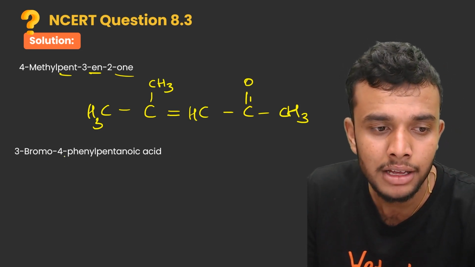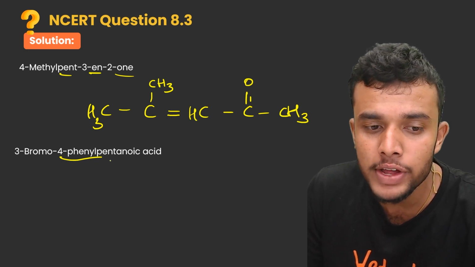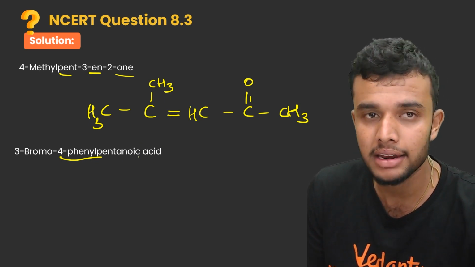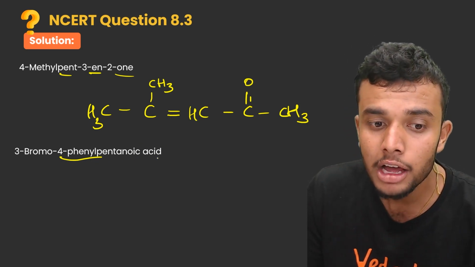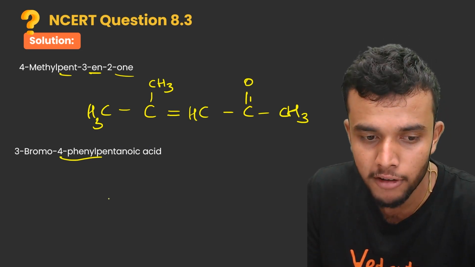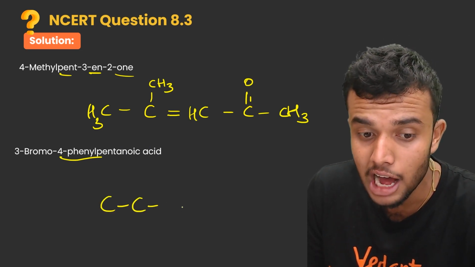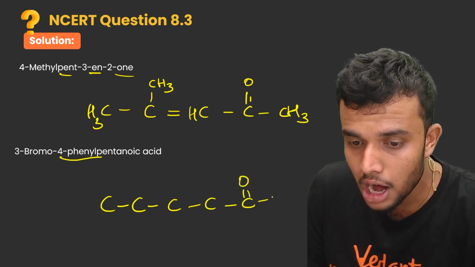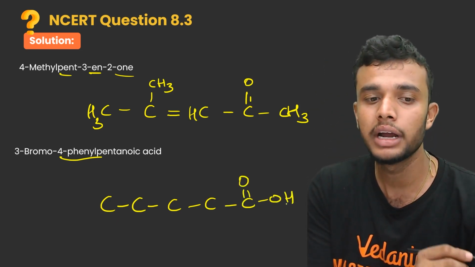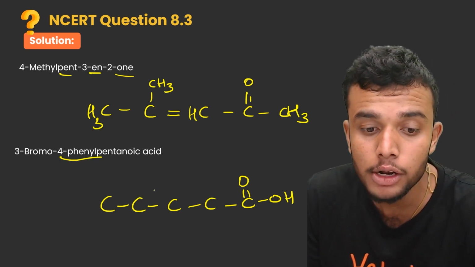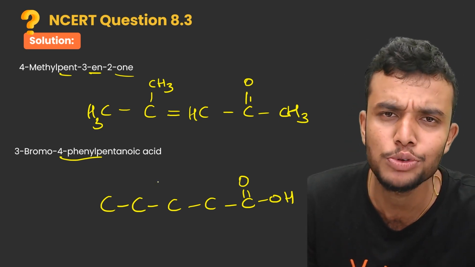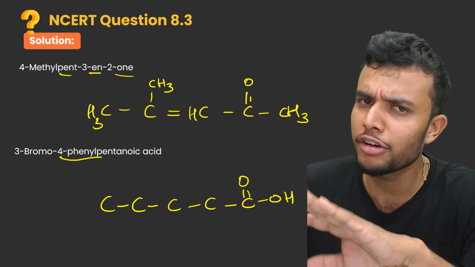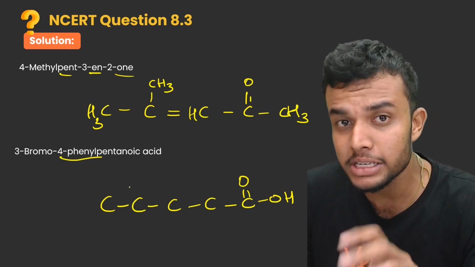The next one is 4-phenylpentanoic acid. Pentane is nothing but 5 carbon, students, sorry, 5 carbon with a carboxylic acid group. It's clear? And at the fourth position, a phenyl group. A phenyl group is nothing but a benzene group, student. If we remove one hydrogen from C6H6, we call that group a phenyl group.